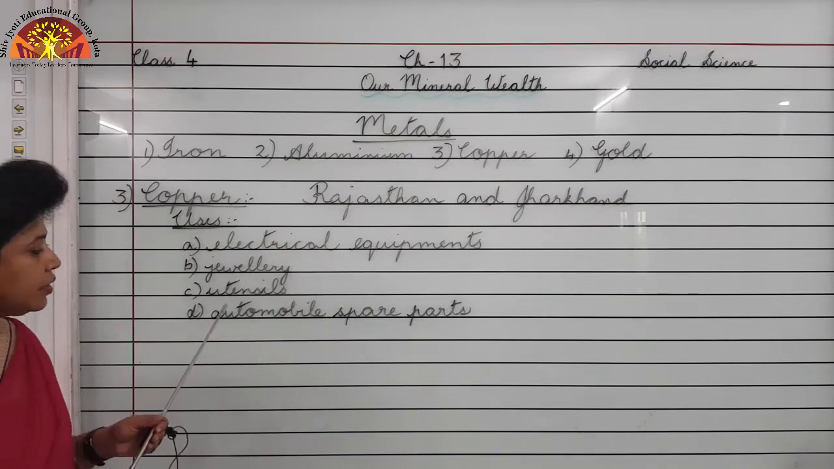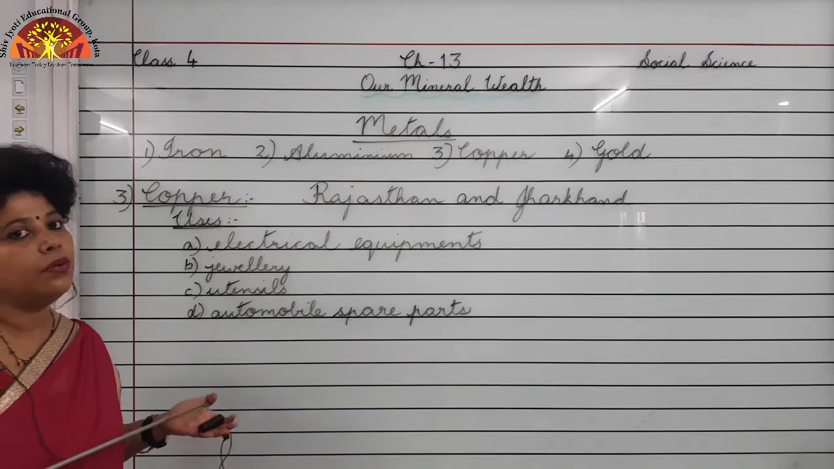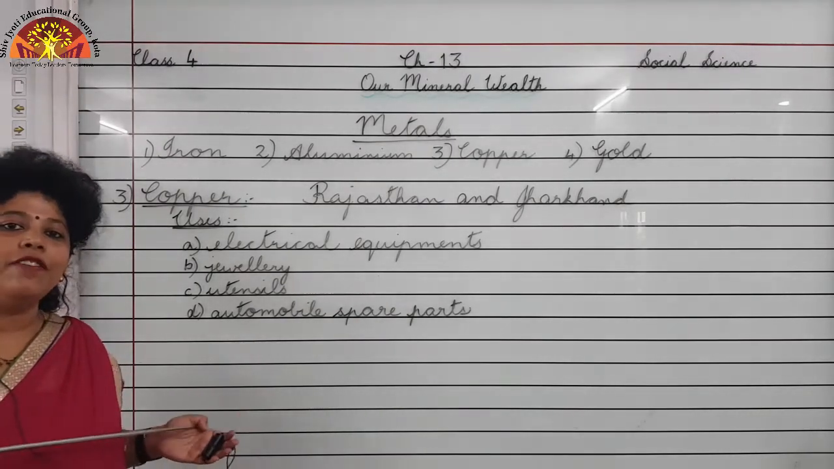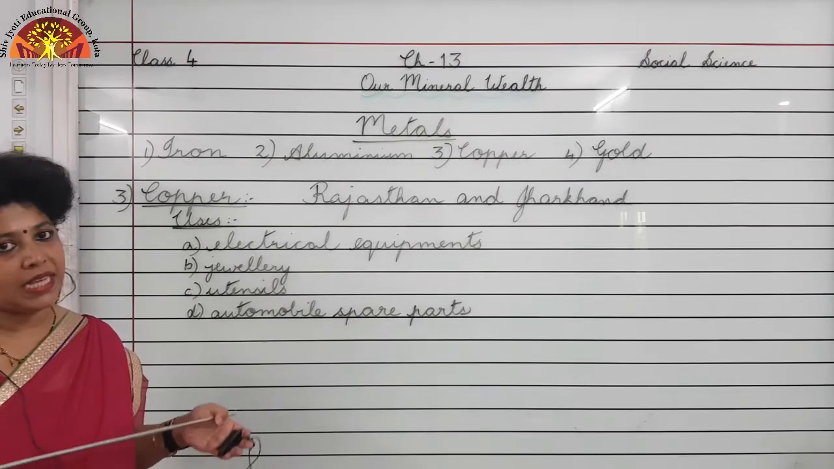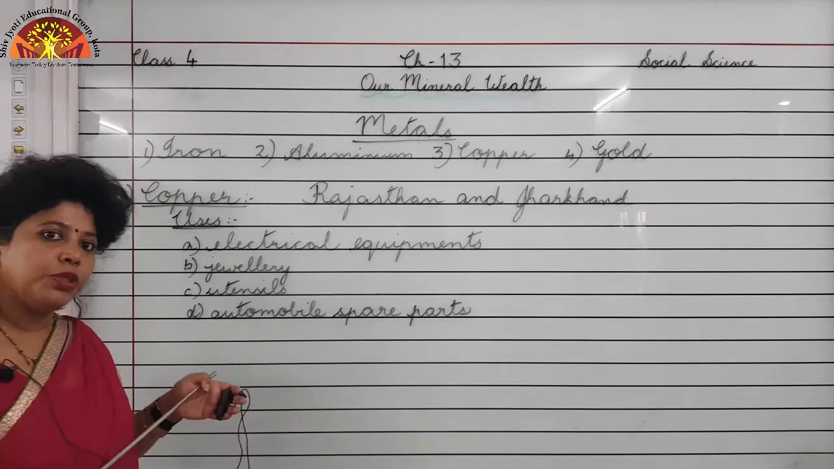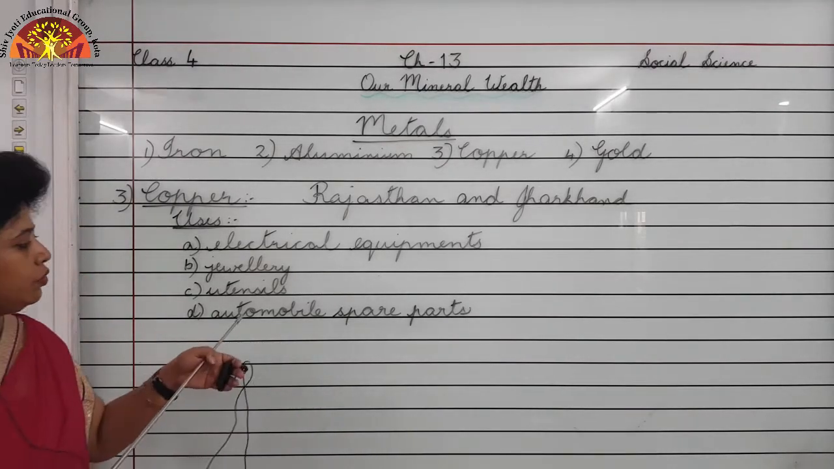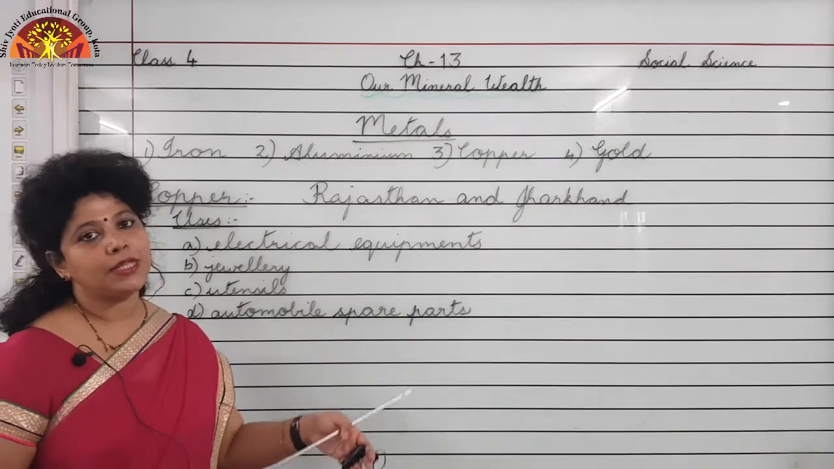It is also used in utensils. Copper is used in making utensils because it has been found that copper has the capacity to kill many germs. So, it is a very good option to use copper utensils, and it is also used in making automobile spare parts.